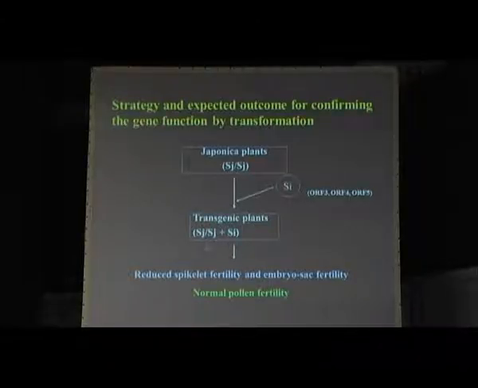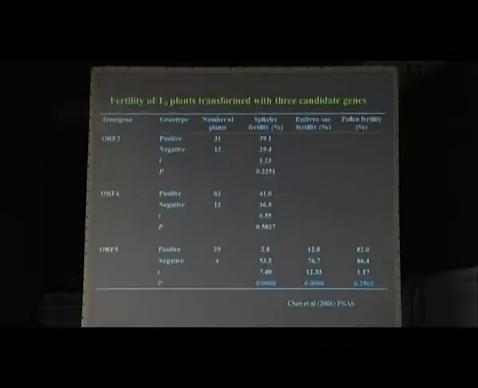So we have japonica, which is the endogenous, plus one that is introduced, S5, then that will cause hybrid sterility. Indica-japonica hybrid sterility. Then what we're expecting to see is a reduced spikelet fertility and also embryo sac fertility, but we'll see normal pollen fertility. That is our expectation. So we did the transformation of the ORF3, 4, and 5.